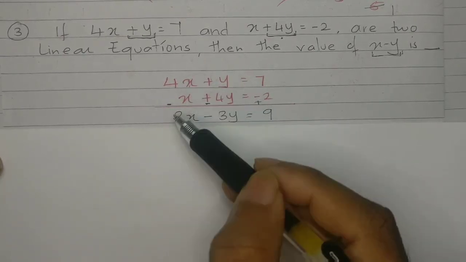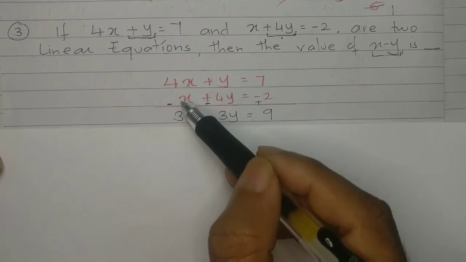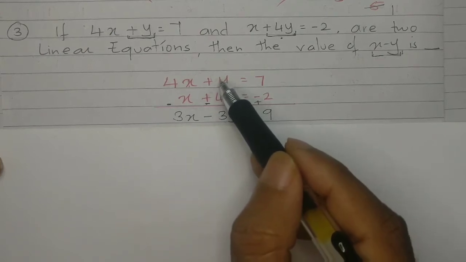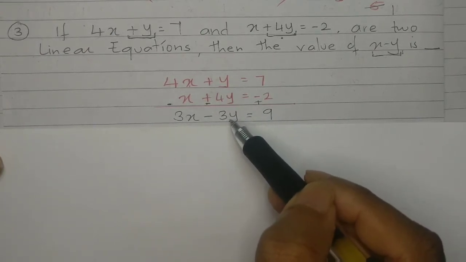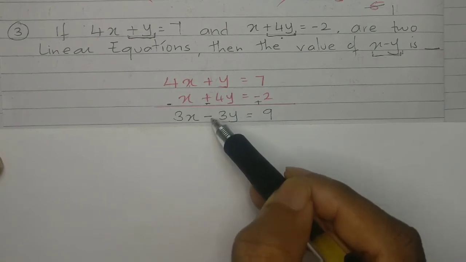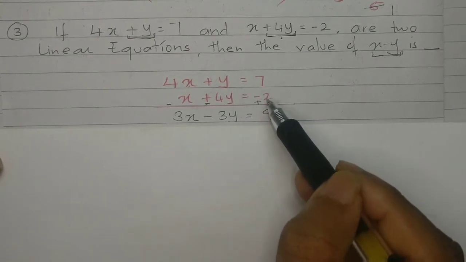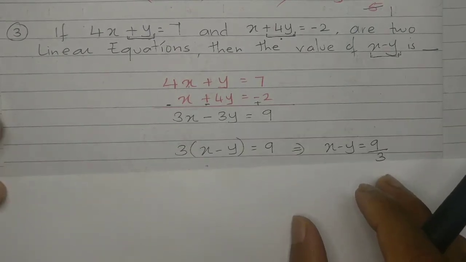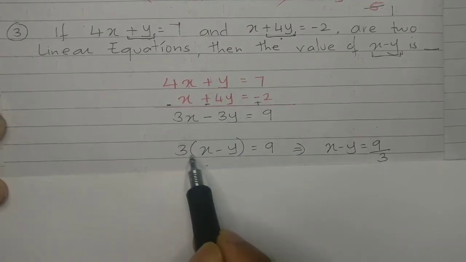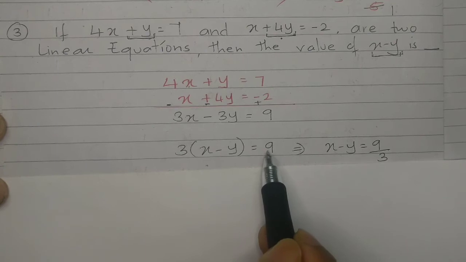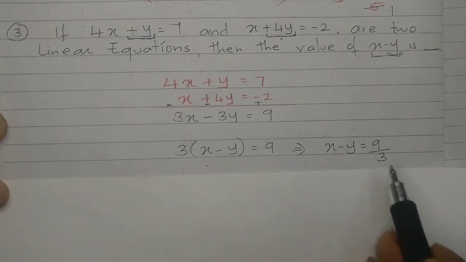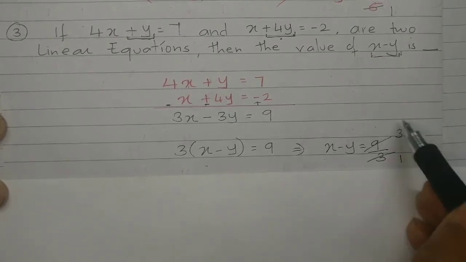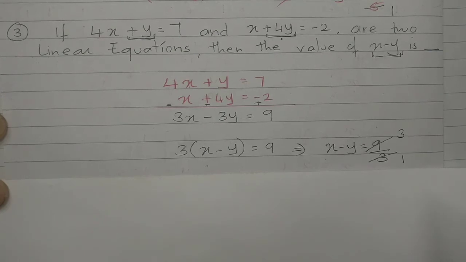After that, all I will do is subtract them. So 4 minus 1x will give me 3x, sign of the greater number which is positive. Here 1 minus 4y will give me 3y, sign of the greater number which is negative, equals to 7 plus 2 is equal to 9. And this would become 3 is kept common here, x minus y will remain as it is equal to 9. 3 goes on the other side, gets divided, so 3 ones are 3, 3 threes are 9. So the answer is x minus y equals to 3.